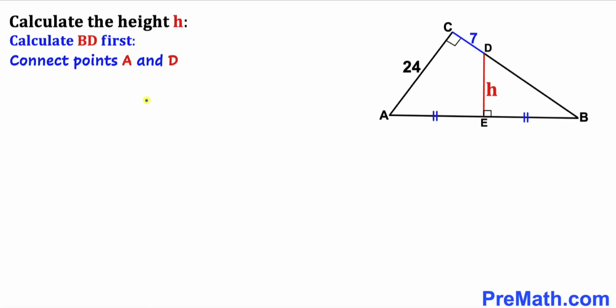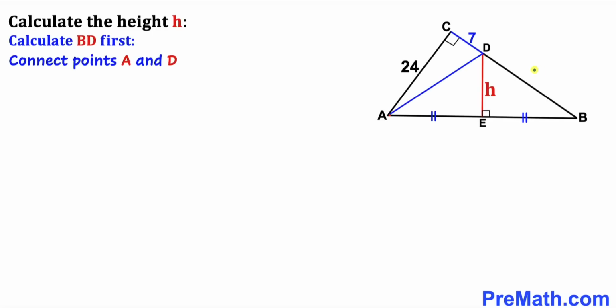So therefore we are going to be a little creative and we are going to connect these 2 points A and D. And here's our much nicer looking diagram. And as a result we get this right triangle ACD. Now we know its side lengths are 7 and 24. We can easily find this side length.